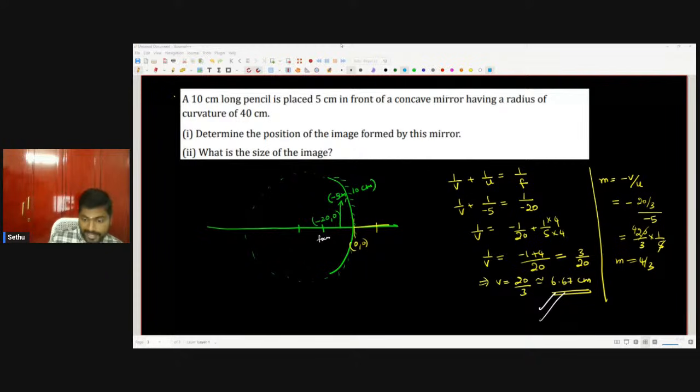By the way, in your CBSE board, when you're writing it, you need not write this as -5. You need not write everything in coordinate form. You can say U is equal to -5 centimeter, F is equal to -20 centimeter. These things in terms of coordinates, you can write down for your reference. You can write it in pencil, and you can erase it later.